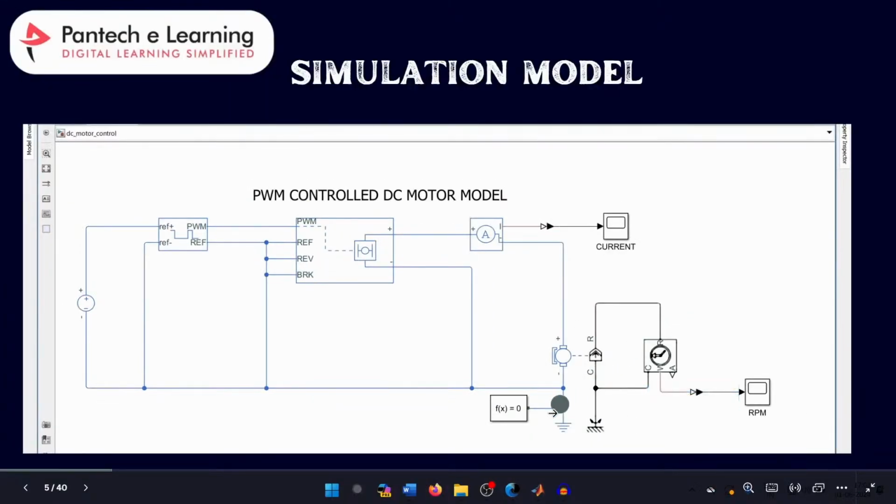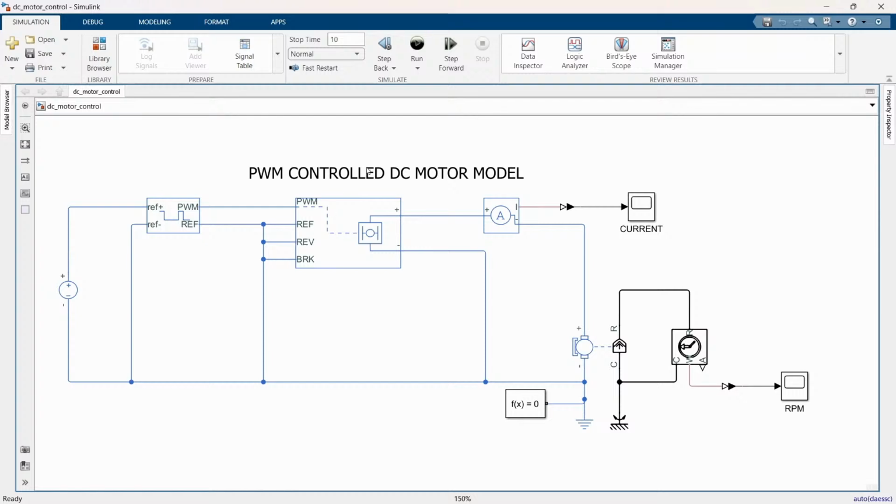So this is the DC motor speed control, the PWM control DC motor model. First of all, we are using this solver configuration block. Why are we using this solver configuration block? Because the solver configuration defines how our simulation updates, how our simulation calculates the behavior of the system over time. This entire simulation can be considered as one equation, so we can solve the equation by using this solver configuration. That is why we get better results, and that is why we need the solver configuration block.